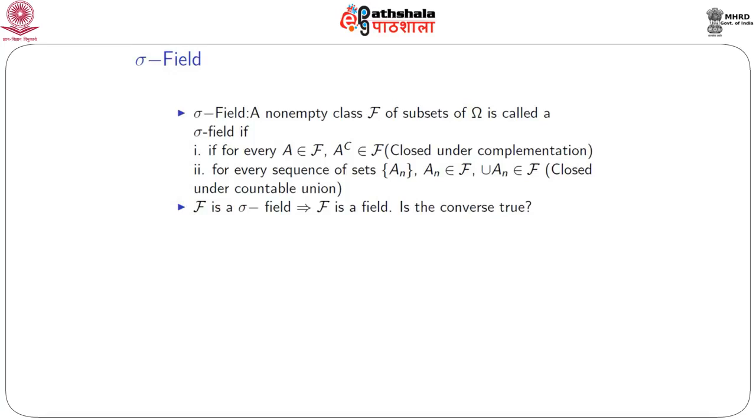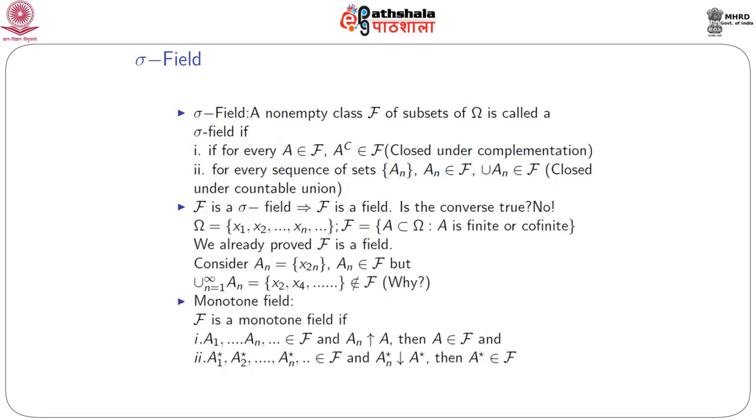Now, we will give one example. The example that we have just demonstrated: omega is a collection of x1, x2, up to xn, and so on, script F is the collection of those sets which are subsets of omega, and A is finite or cofinite. So far we have proved that script F is a field. Now we consider A n. We define A n as x to n.